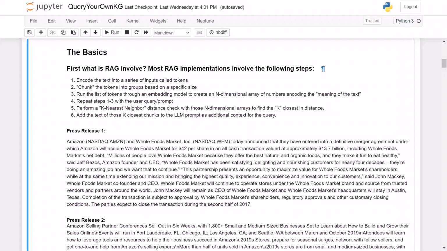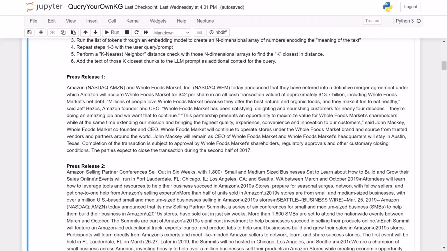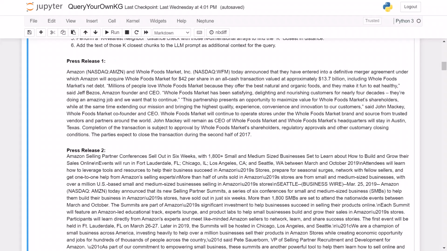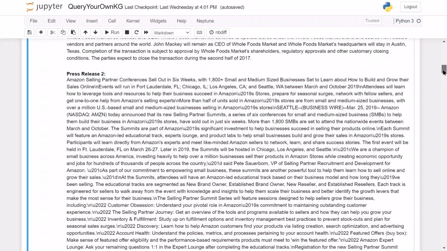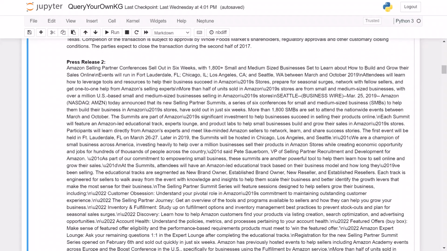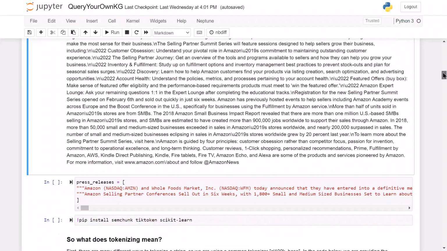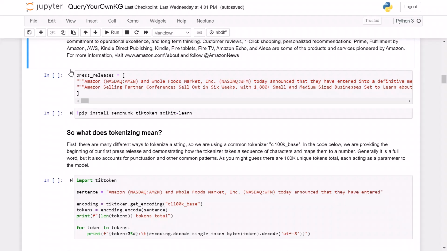Let's see this in action. So first, here we are taking two press releases from our corpus. The first describes Amazon and Whole Foods Market and their merger back in 2017. And the second one is the text from a press release that talks about Amazon selling partner conferences selling out in 6 weeks. So as you can see, it doesn't have anything really to do with Whole Foods. So I'm going to add this text into my Neptune notebook here.